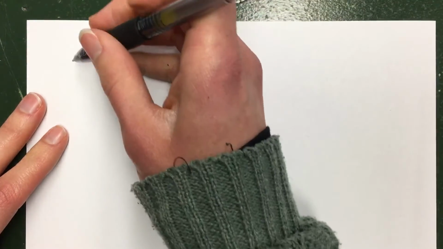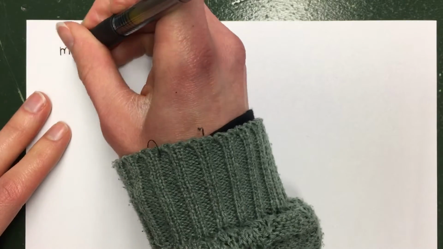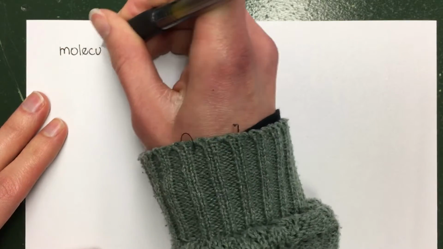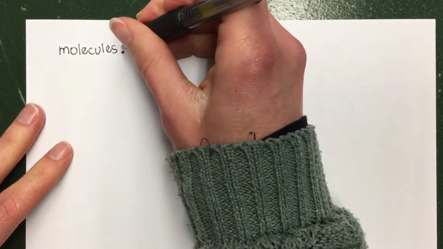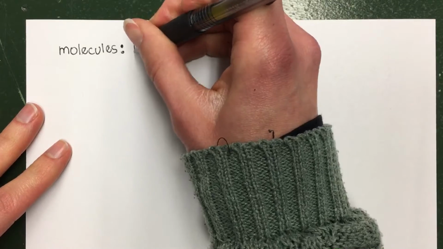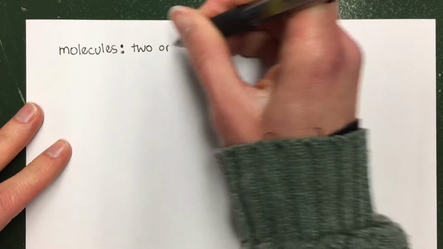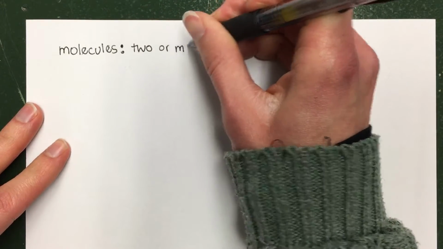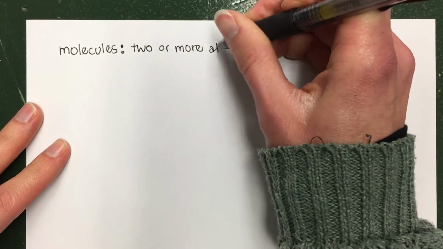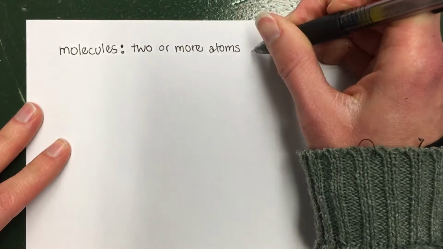Guys, so this is just a quick video to explain a few things about molecules to you, because we're going to be doing some math with molecules, so I want to make sure you understand what they are. So molecules are when you have two or more atoms chemically bonded together.